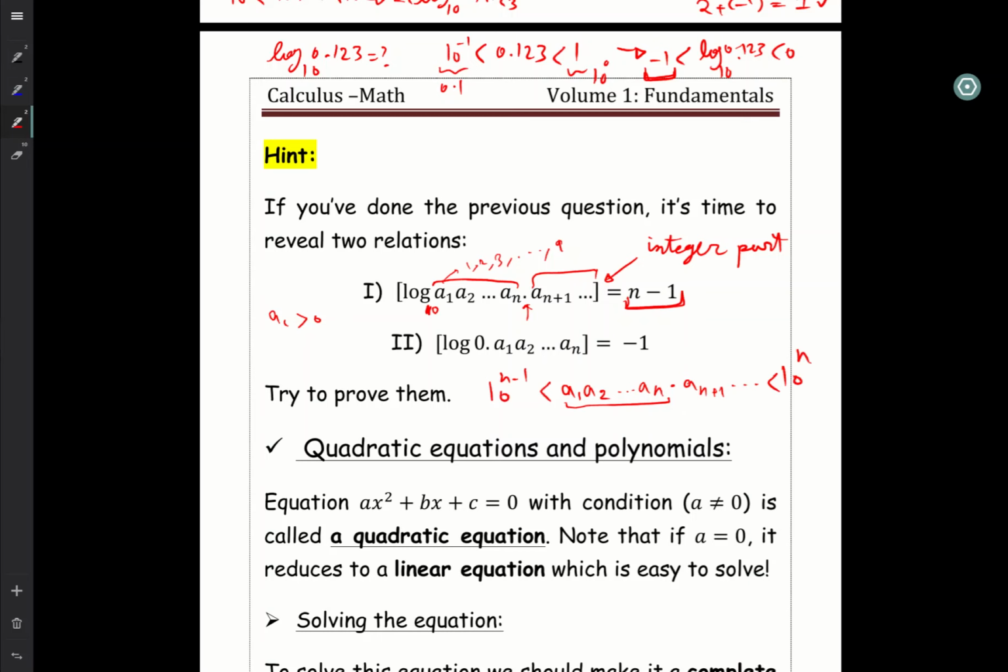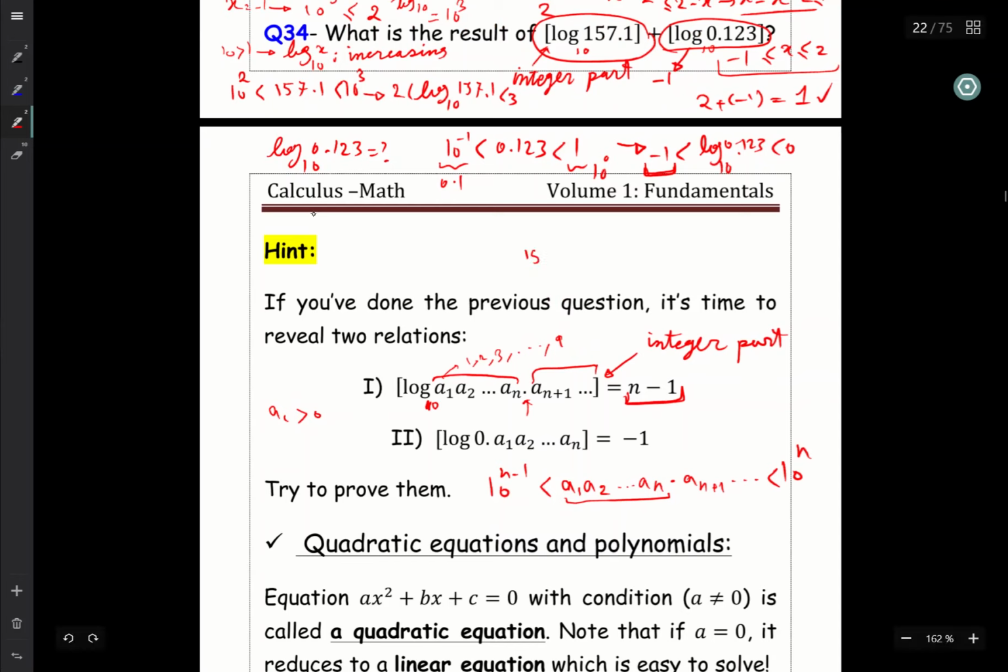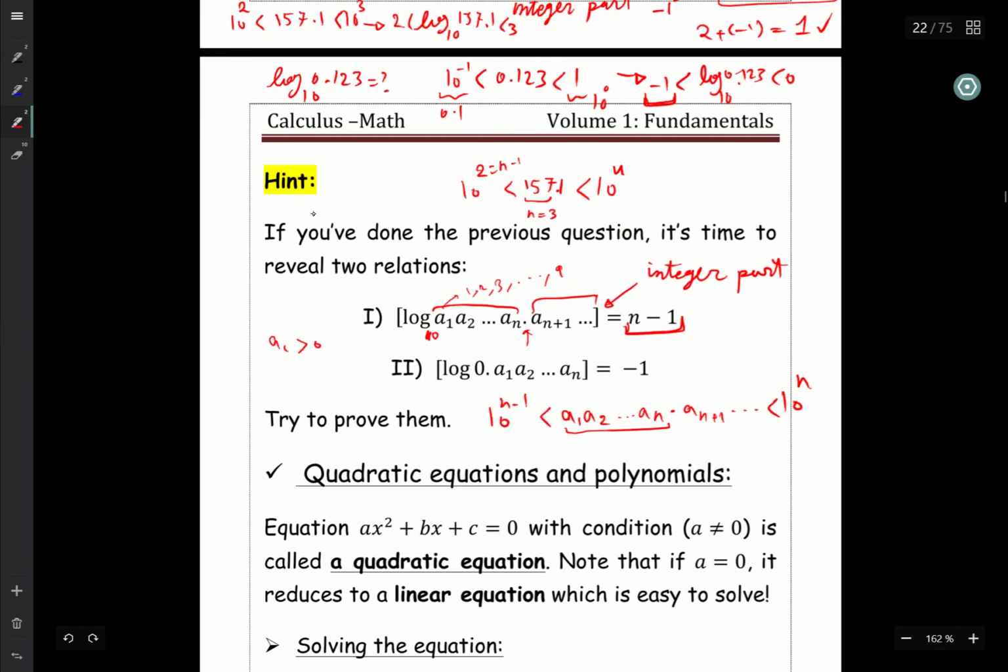Just for example, 157.1 that we discussed, we had n equals 3, right? And we said that this is greater than 10 to the 2, which is n minus 1, and less than 10 to the 3, which is 10 to the n. And if you want to know why, the maximum number that this can be is when each digit becomes 9, 999.99999, right? This is all nines, so definitely less than 10 to the n, and greater than 10 to the n minus 1, okay?